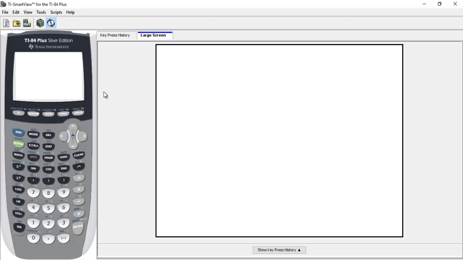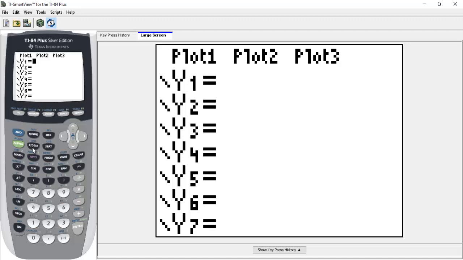A TI-83 or 84 graphing calculator can be used to determine the equations and slopes of tangents to various curves using the graphing features of the calculator. So in order to do so, we first want to graph our function. I'm going to go to my y equals and put x squared. We're going to look at the simple quadratic equation y equals x squared.